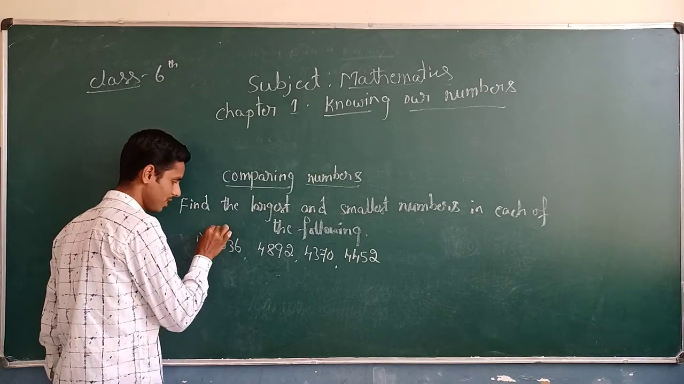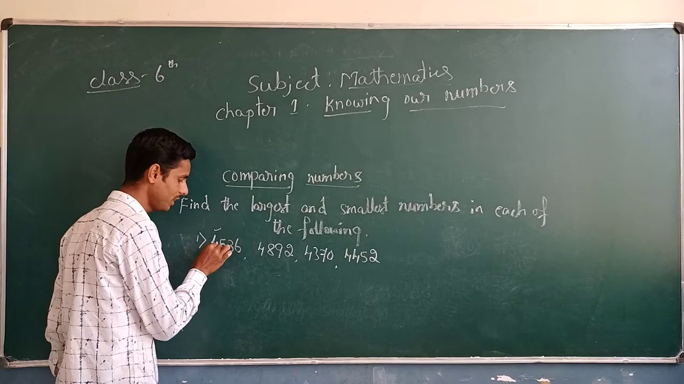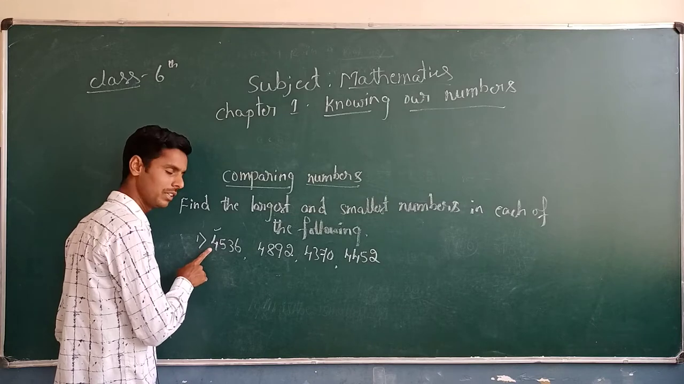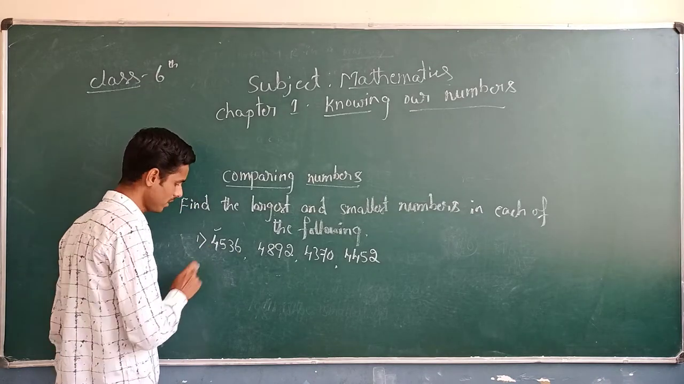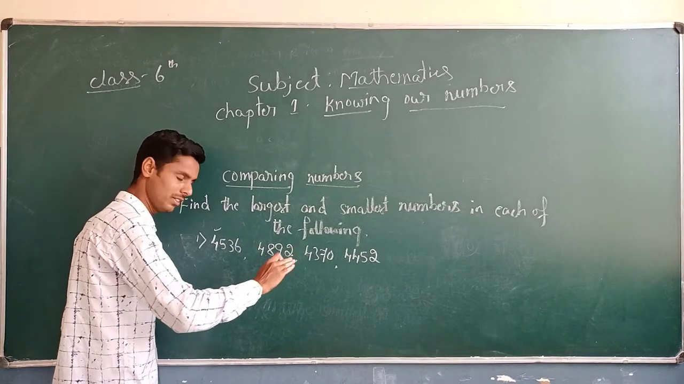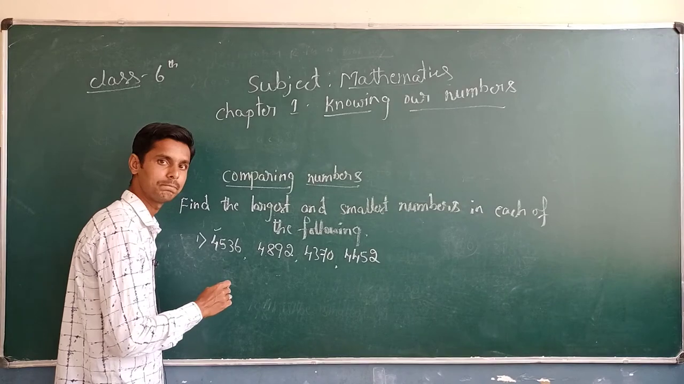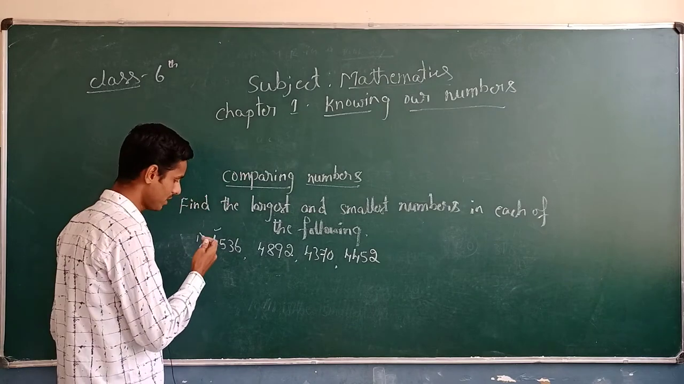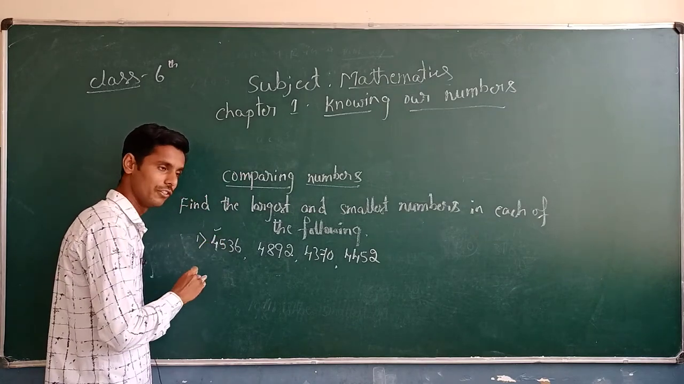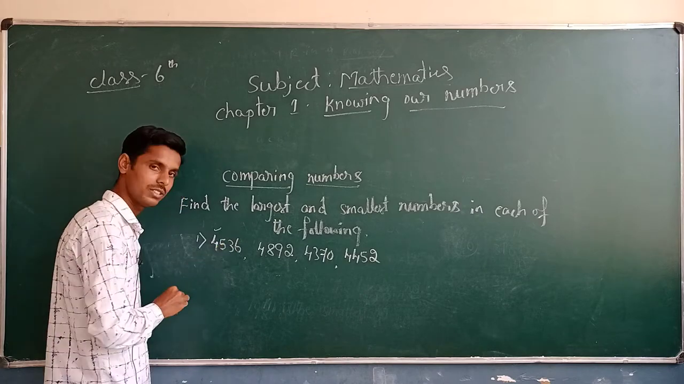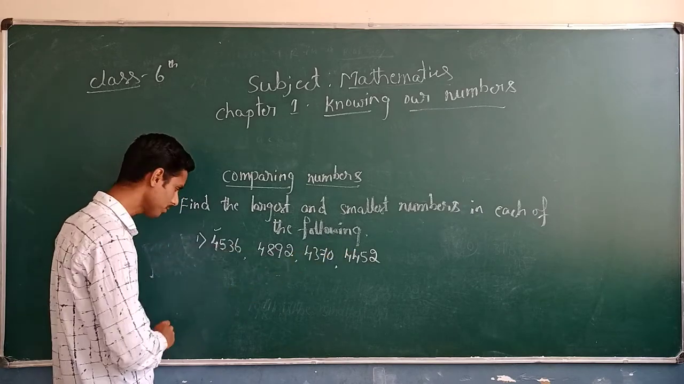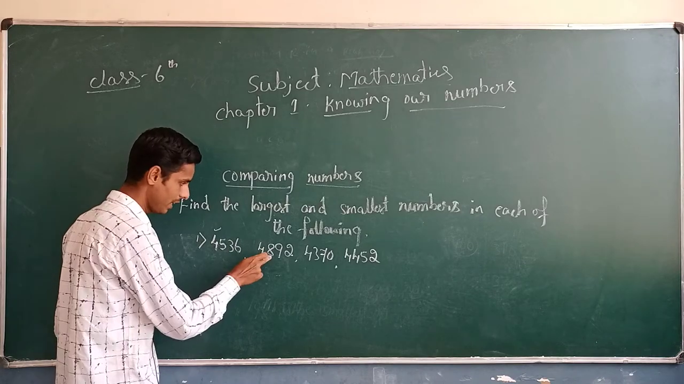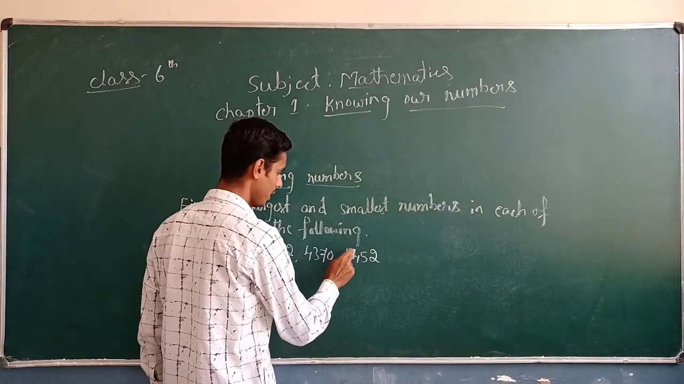So let us compare the first digit. Ones, tens, hundreds, thousands place, right? So we will first compare the thousands place. If we compare the thousands place of every number, every number has the same digit, 4. If the same digit is in the first place, we proceed to the second digit, that is, the hundreds place, in every number. In the hundreds place, 5 here, 8 here, 3 here, 4 here.